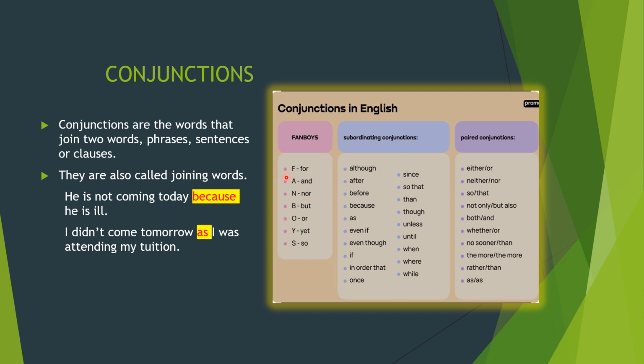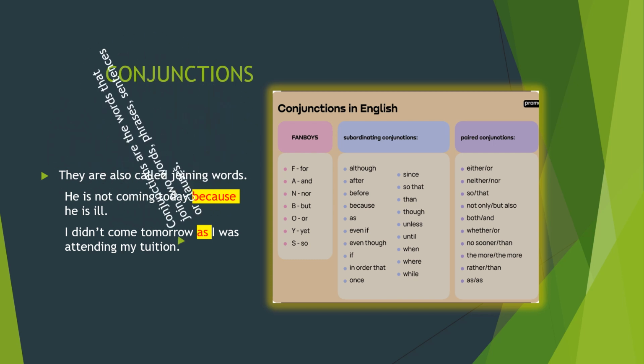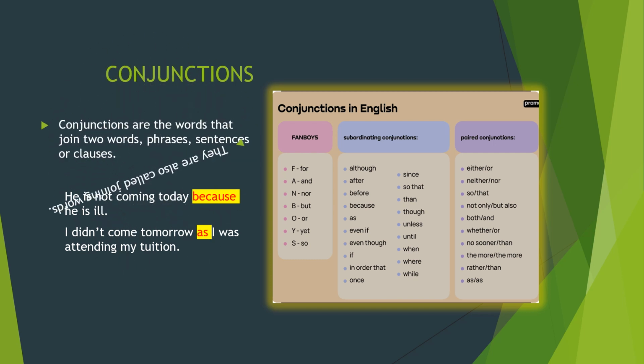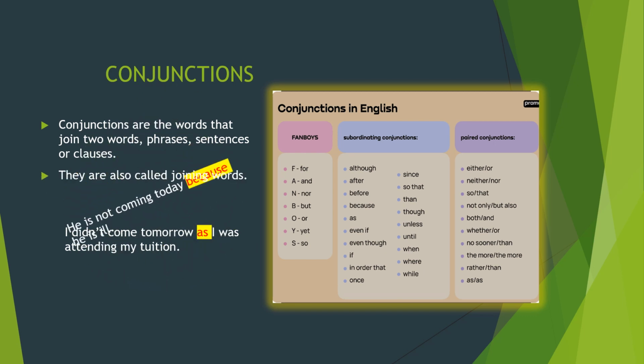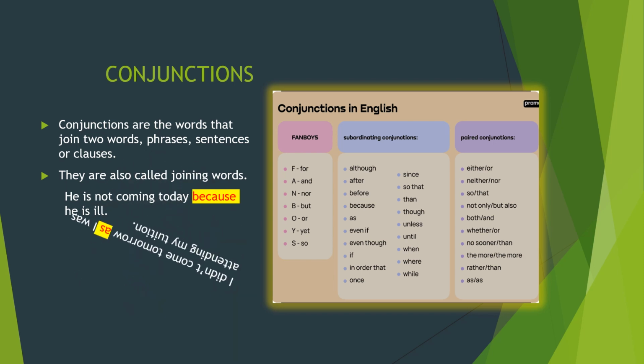So these are some more conjunctions. There is a term, FANBOYS, to remember. F stands for for, A stands for and, N stands for nor, B stands for but, O stands for or, Y stands for yet, S stands for so. So I have tried to mention many conjunctions here. Wherever you see these examples, you can treat them as conjunctions. So I hope you know now what conjunctions are. They are the joining words, and we have some examples here like because and as.